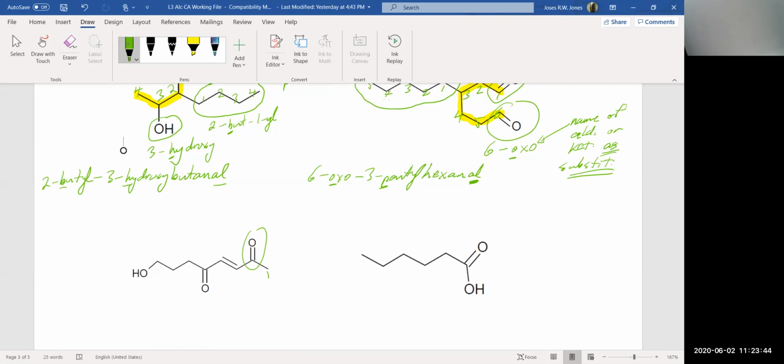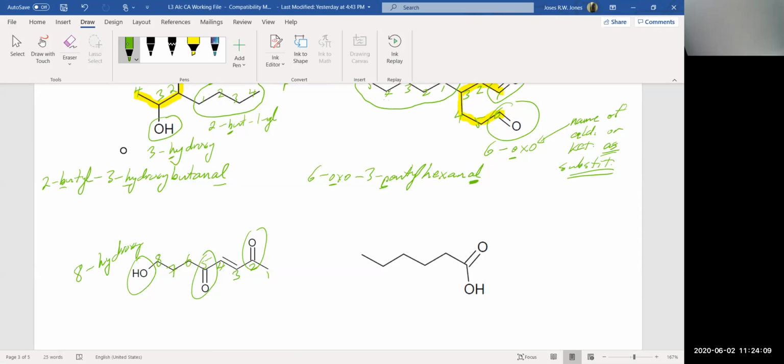After carbon number 3, we have an alkene, a carbon-carbon double bond, so this is 1, 2, 3, 4. On carbon number 5, we have a 5-oxo group. And then this is carbon number 6, 7, and this is carbon number 8. On carbon number 8, we have an 8-hydroxy.